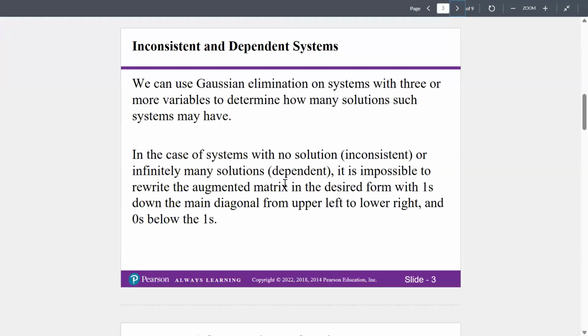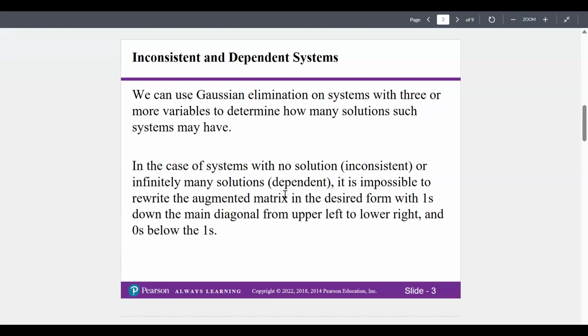We can use Gaussian elimination on systems of three or more variables to determine how many solutions a system may have. In the cases of systems with no solutions, which are inconsistent, or infinite solutions, which is dependent, it is impossible to rewrite the augmented matrix in its desired form.